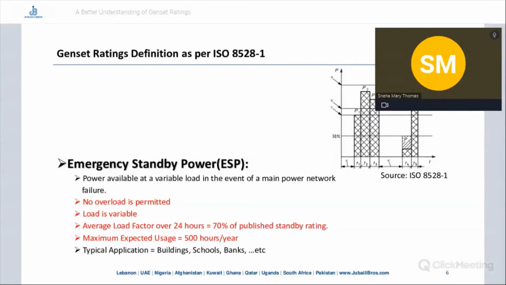Okay, perfect. So as I said, the standby power is limited to 500 hours annual usage with an average load factor of 70% of the published standby power rating over each 24-hour period. The load used in this is variable. The average load factor over 24 hours is 70% of the published standby rating. The maximum expected usage is 500 hours per year. The typical applications are in buildings, schools, banks, etc.